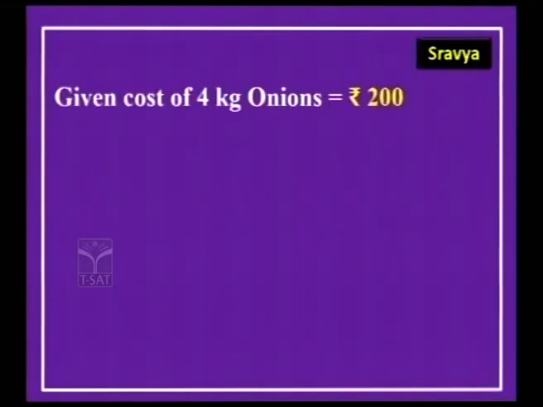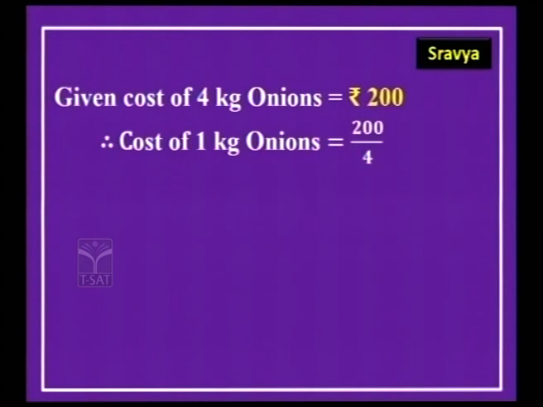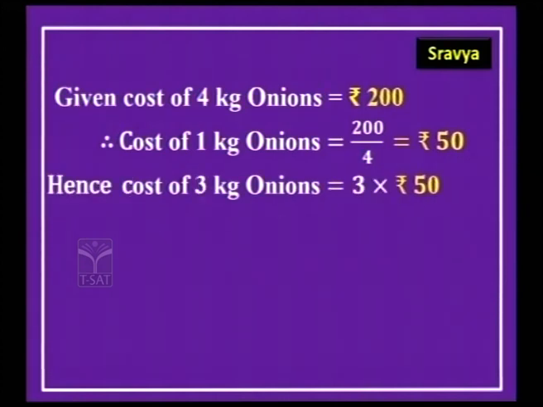Okay, children. Now let us take a look at Shravya's case. Cost of 4 kg of onions is 200 rupees. Then what will be the cost of 1 kg of onion, children? Yes, 200 by 4. On simplification, you get 50 rupees. That means the cost of 1 kg of onions is 50. So the cost of 3 kg of onions will be 3 into 50 gives 150 rupees. Okay, children.